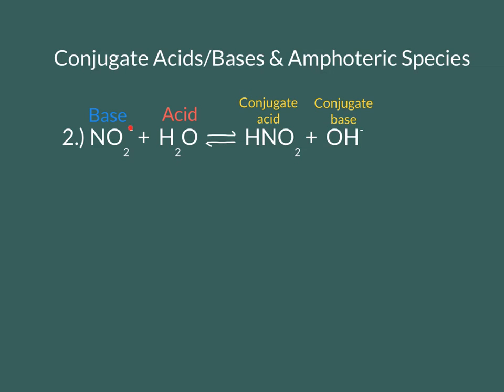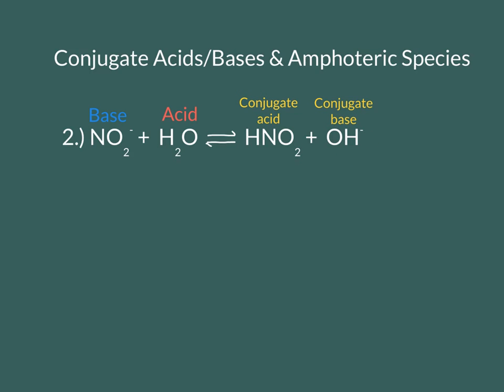So in this reaction, our NO2 is our base because it becomes HNO2, making it a proton acceptor and a base. And water is our acid because it goes from H2O to OH, so it's a proton donor. And because NO2 becomes HNO2, our HNO2 is our conjugate acid. And since our acid, our H2O, becomes OH, our hydroxide is our conjugate base.